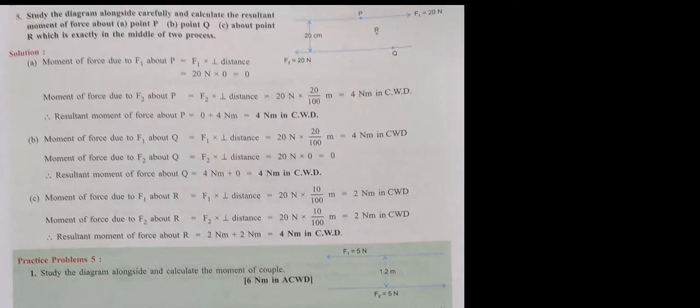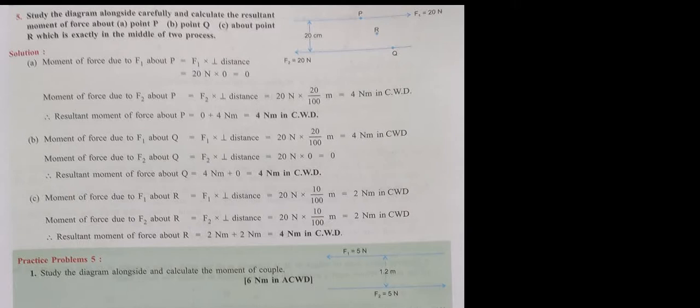So we are starting with question number 5. Study the diagram alongside carefully and calculate the resultant moment of force about point P, point Q and about the point R, which is exactly in the middle of the two forces. Now before you go into solving the numericals, you require to observe the diagram carefully.